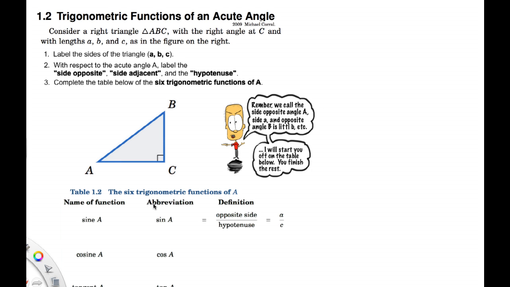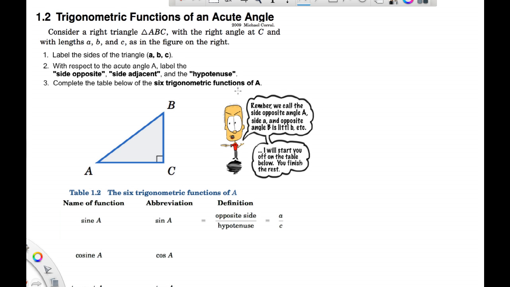1.2 Trigonometric functions of an acute angle. We're going to look at trig functions initially from a right triangle perspective. And so let's look at a right triangle that we have over here. We'll label the sides first.